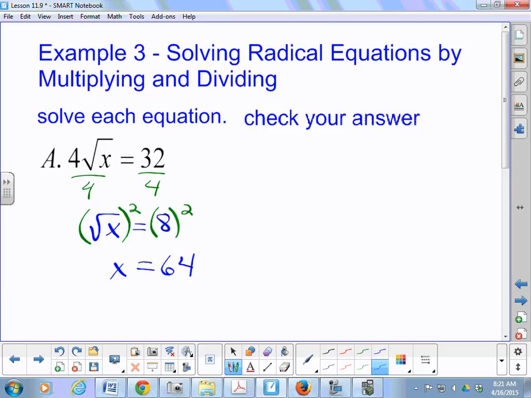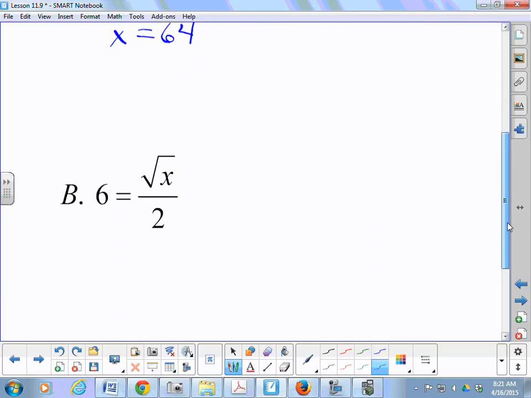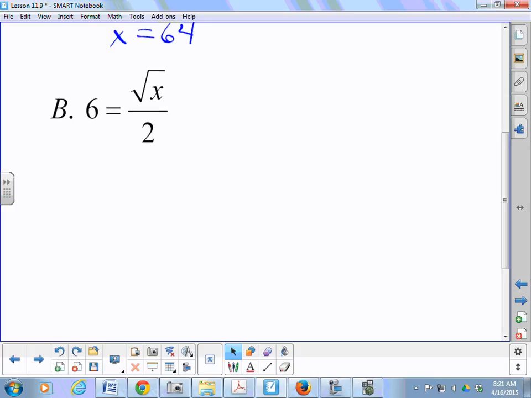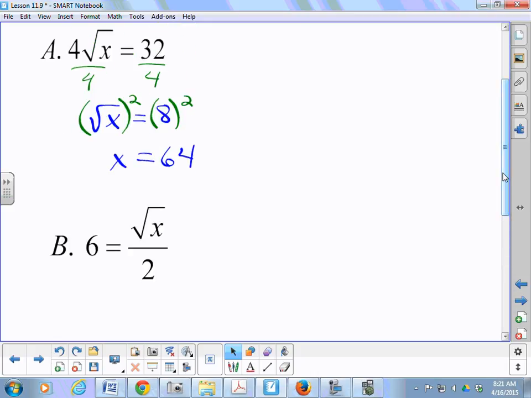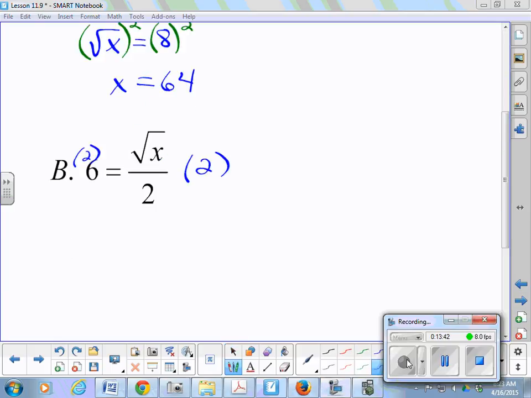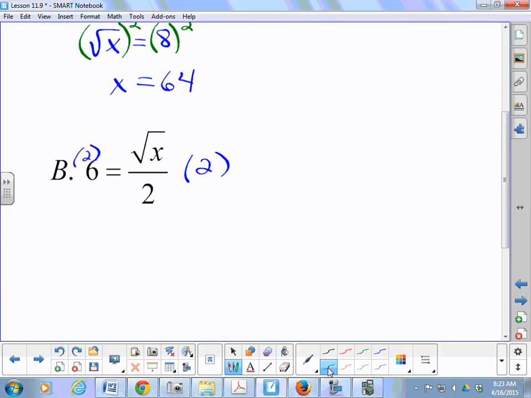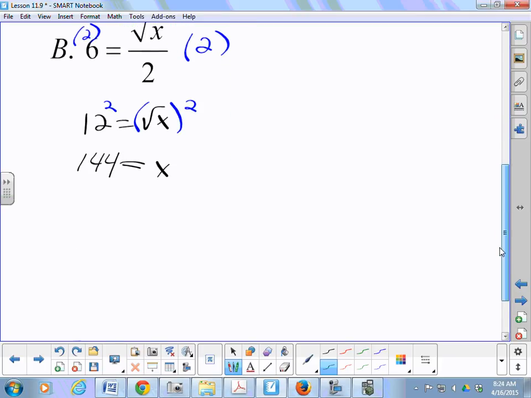Isolate the radical still, whether that's adding or subtracting or multiplying or dividing. So do this one. Multiply by 2 first. 12 equals square root of x. Square both sides. And x equals 144. We're going good.